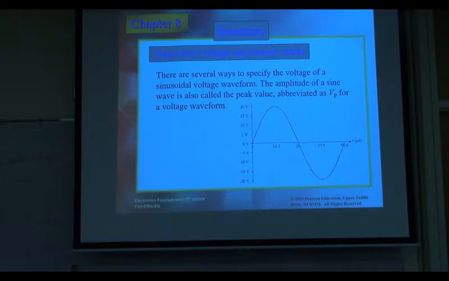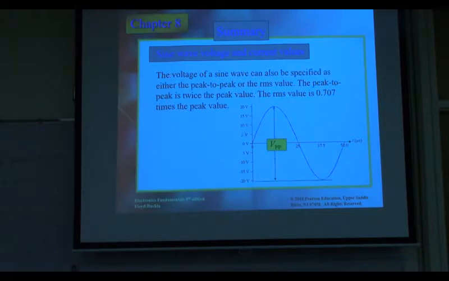For the sine wave, what is the amplitude in this example? 20, yeah. What is the period? 50 microseconds. We have other numbers. One is called the peak value. The peak value is the amplitude. So Vp, the peak value, in this case is also 20.